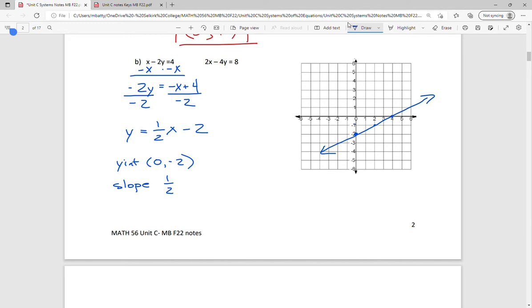So the next equation, I'm going to do the same treatment, right? I'm going to start by subtracting 2x on both sides of the equation. That would give me negative 4y equaling negative 2x plus 8. Divide by negative 4 on both sides. That gives me y equaling, if you need to do the fraction math in a separate place or way, then do what you need to do. I get positive 1/2 x minus 2.